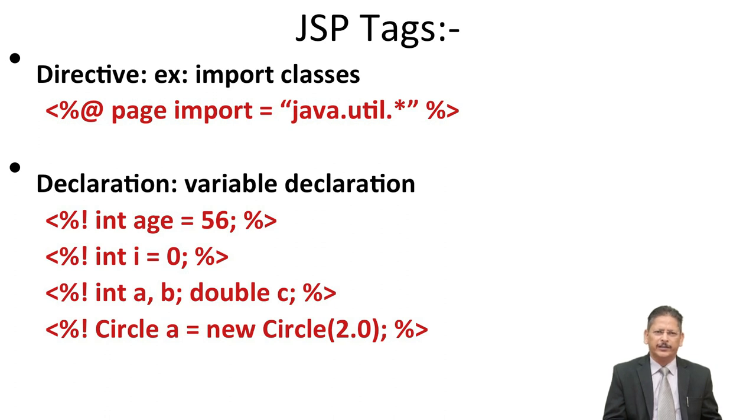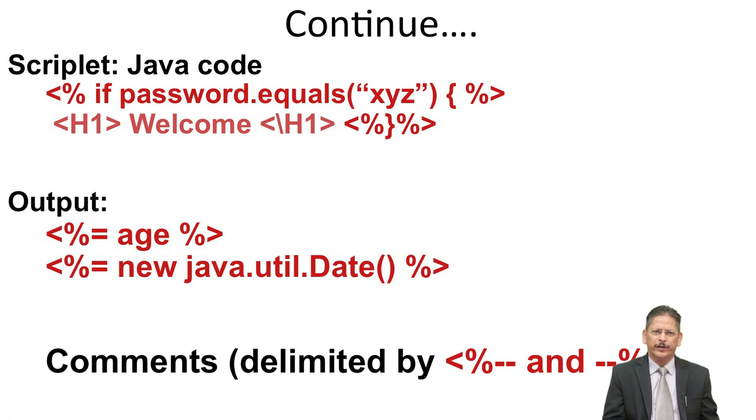And the second category of the JSP tag is the declaration statement. They will be written by <%! So percentage exclamation, int a equals 56, int i equals 0, int a b in semicolon, then double c, c is also a variable, it is a double type variable, again it is closed. And we can declare a class also inside the percentage exclamation. Class Circle is a class, a is the object of Circle class, equals new Circle, 2.0 is an argument of this Circle class. So each statement is closed by itself. So this is the declaration statement. And you can see the fourth one, the output statement.